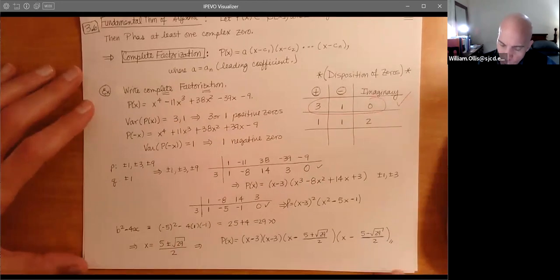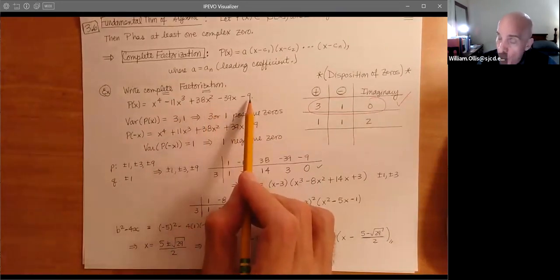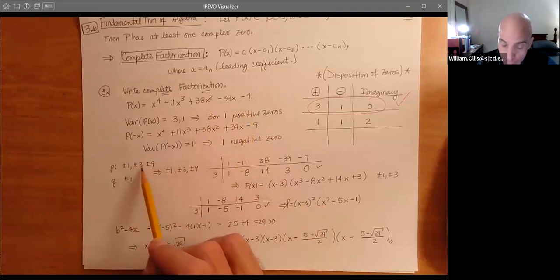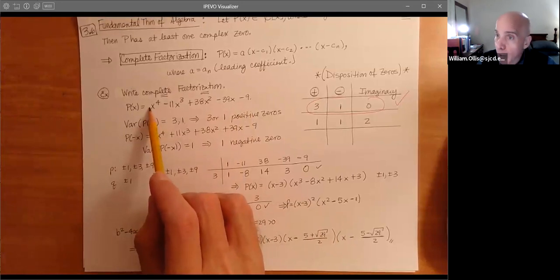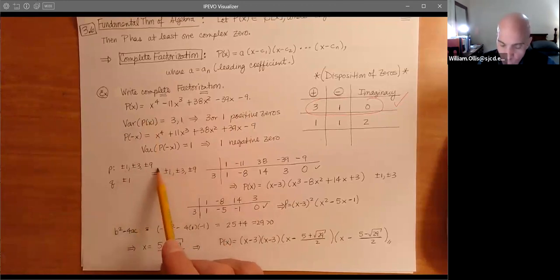Okay, so now when we look at this, we think, okay, let's do our rational zeros. So we have a -9. So we've got plus or minus 1, plus or minus 3, plus or minus 9, and hallelujah, 1 plus or minus 1. So very good. So again, we just get this list right here because we're just dividing by plus or minus 1.